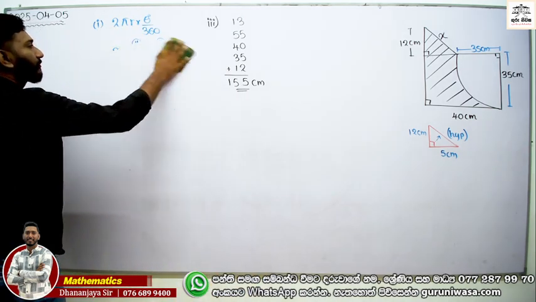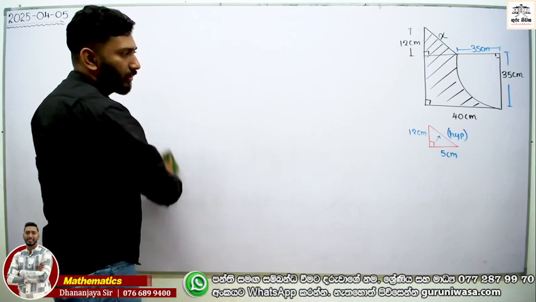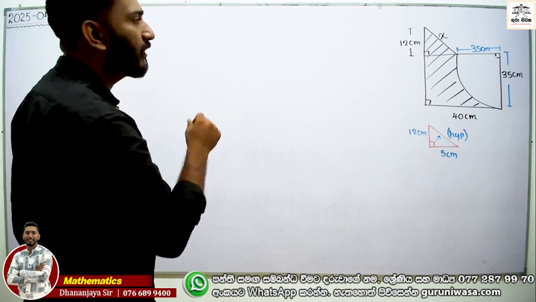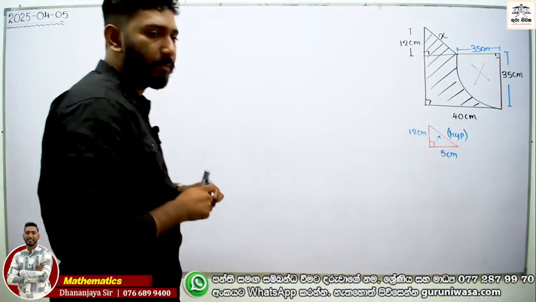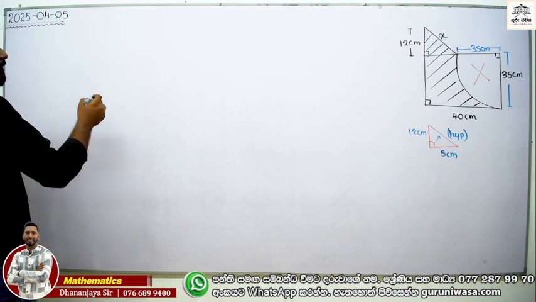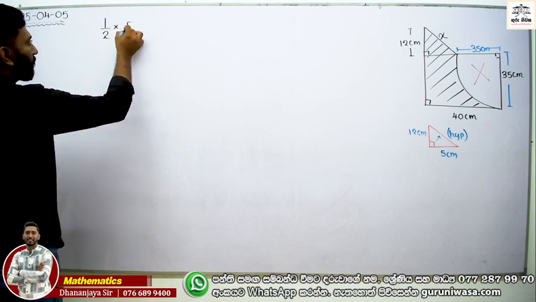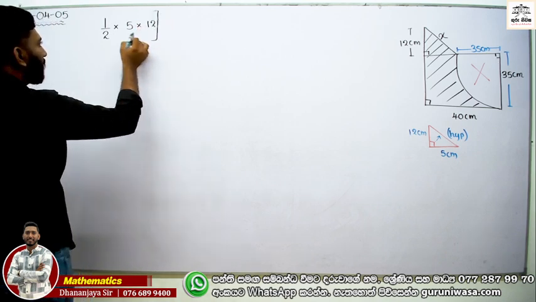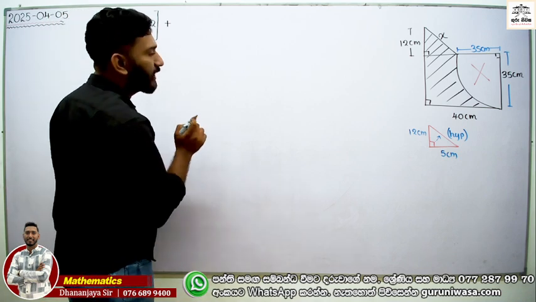Now what is the answer? Find the area of the shaded part. You have to find the sum of the triangular and the rectangular portion, then subtract the area of the sector part. Triangular portion: half into the base becomes 5 and the perpendicular height is 12. Triangular portion plus rectangular portion, 40 into 35.